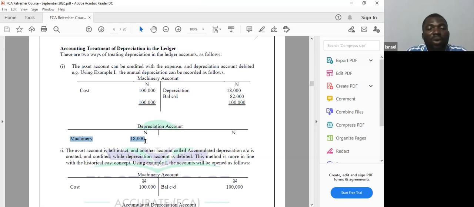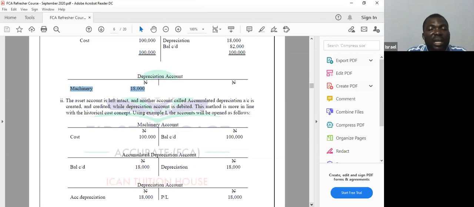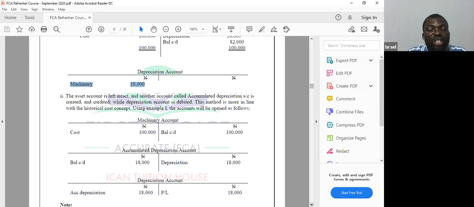So that's the first method. The second method is that your machine account will remain the same in respect of the changes in the depreciation. In the first example that we did, we credited the machinery account with depreciation, but this time around we are not going to credit the machinery account with that depreciation. What we are going to do is credit the accumulated depreciation account.